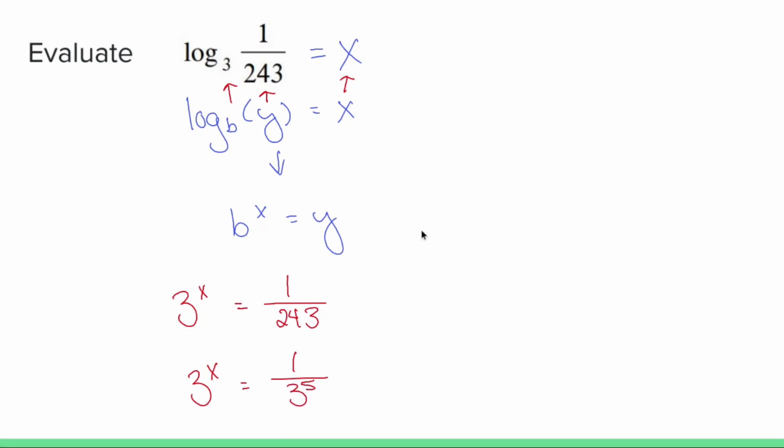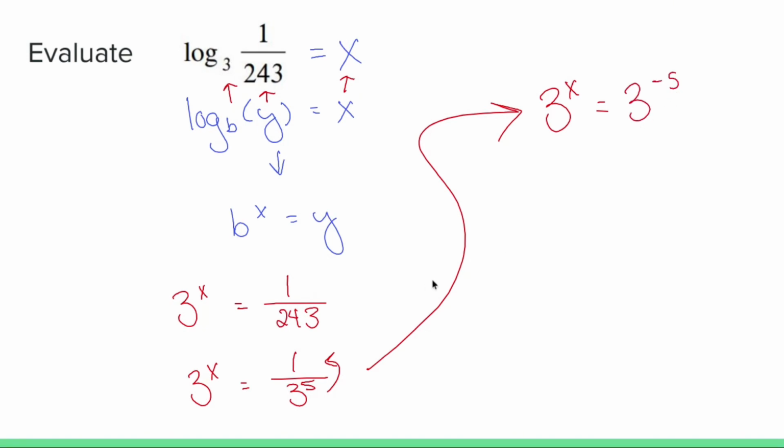Now, we're not quite done yet. What I want to do is I want to make this look like 3 to the x equals 3 to the something. That's not what we have. This is 3 to the x equals 1 over 3 to the something. So I'm going to turn this into 3 to the x equals, why don't I move that up and make the exponent negative, 3 to the negative fifth. Now the same base rule says that if 3 to the x equals 3 to the negative fifth, then x just equals negative 5. So x equals negative 5.